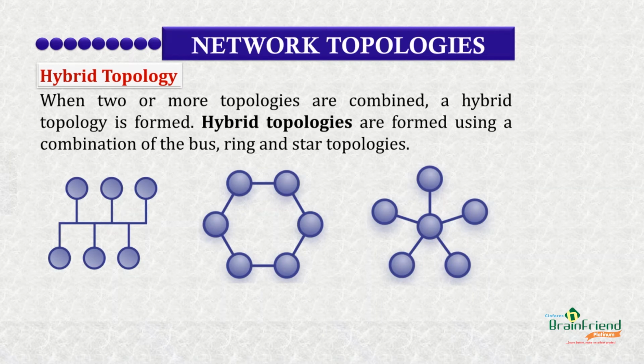Now let's look at the final network topology for this class, and that is the hybrid topology. A hybrid topology is formed when two or more types of topologies are combined. Usually, a hybrid topology is formed by combining any of these topologies: the bus topology, the ring topology, or the star topology. One reason why hybrid topologies are built is because you can combine the strengths of different topologies, although hybrid topologies are usually difficult to establish.